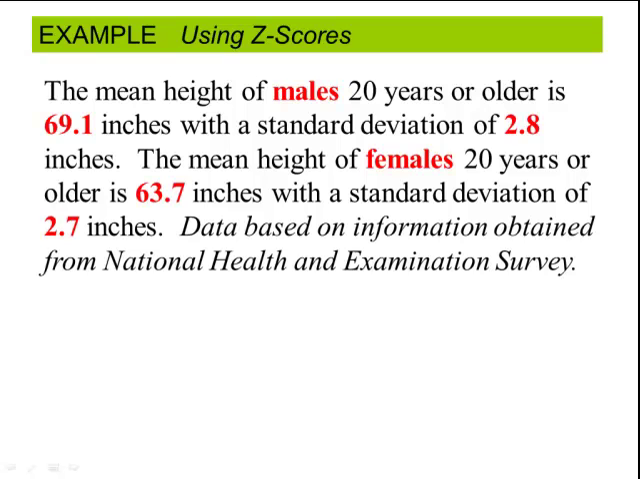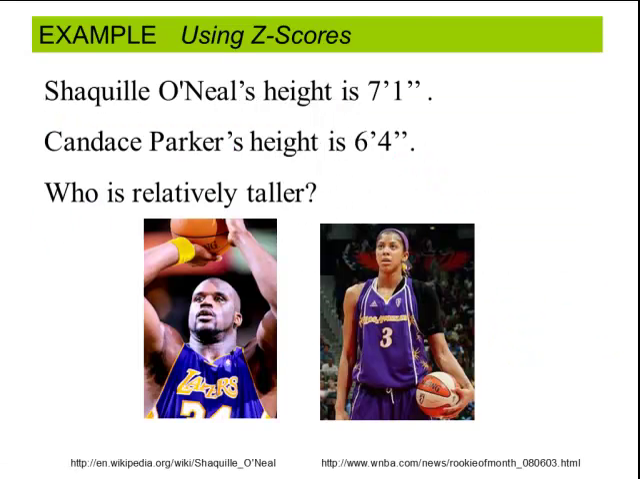Now for the population of all adults in the United States, the mean height of males 20 years or older is 69.1 inches with a standard deviation of 2.8 inches. The mean height for females 20 years or older is 63.7 inches with a standard deviation of 2.7. Let's use z-scores to compare.